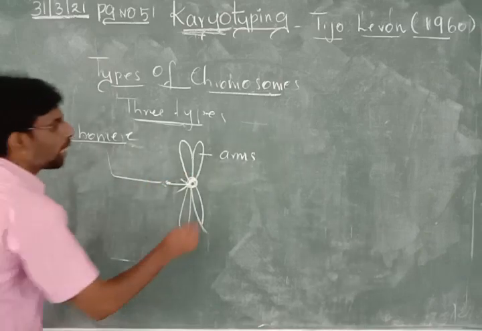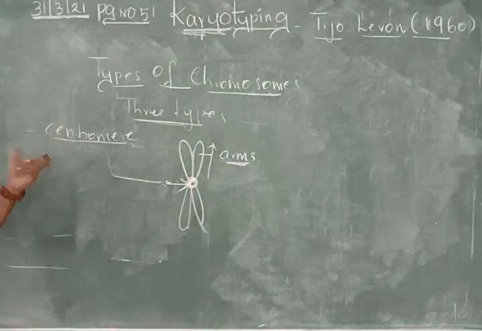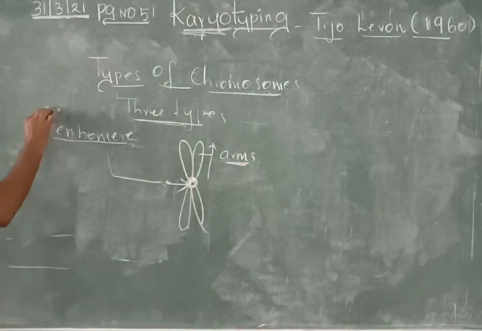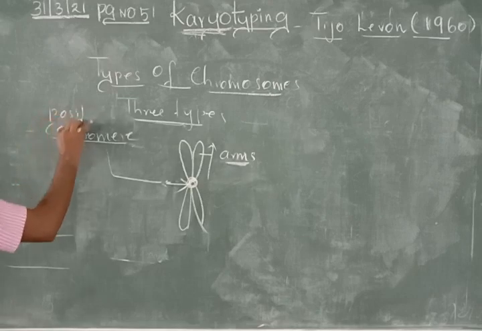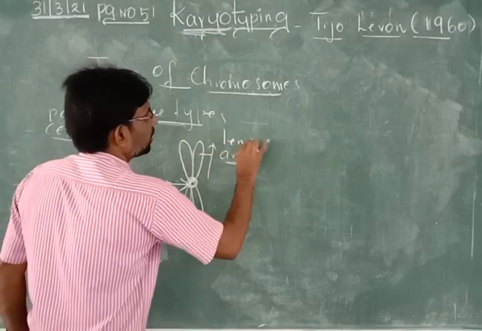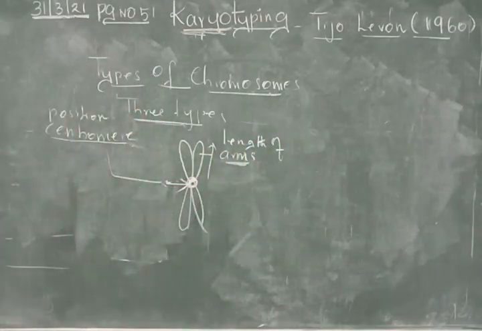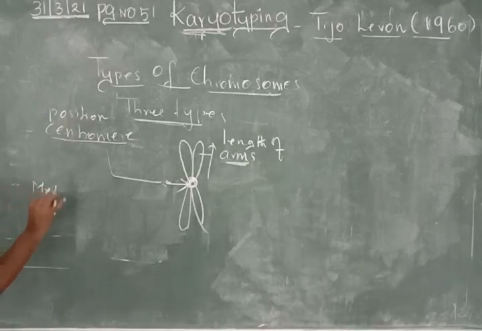Second, the length of the arm. So based on this, the chromosomes are being classified into 3 types. One is based on the position of the centromere and the length of the arms of the chromosomes. Okay, so now the first type is called the metacentric, or otherwise called metachromosome.